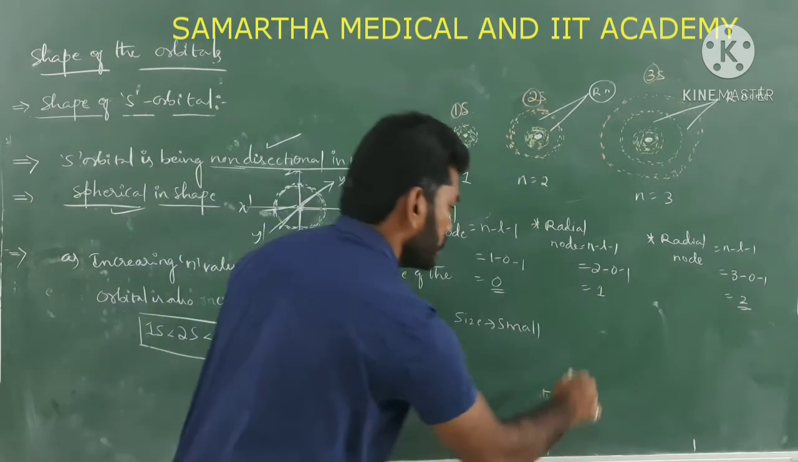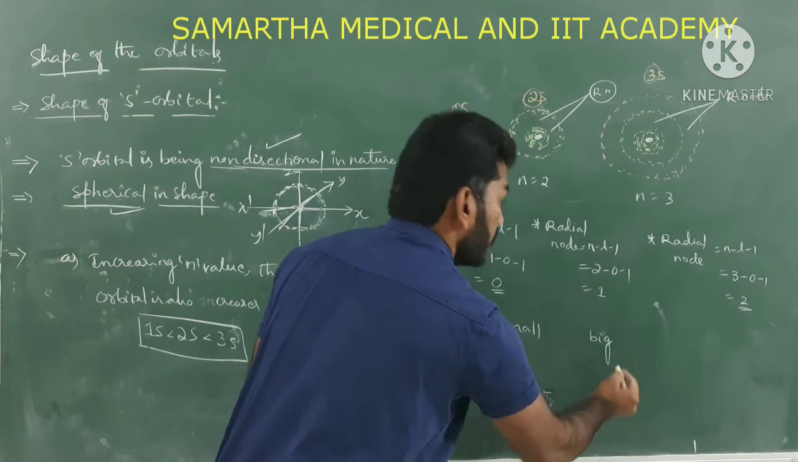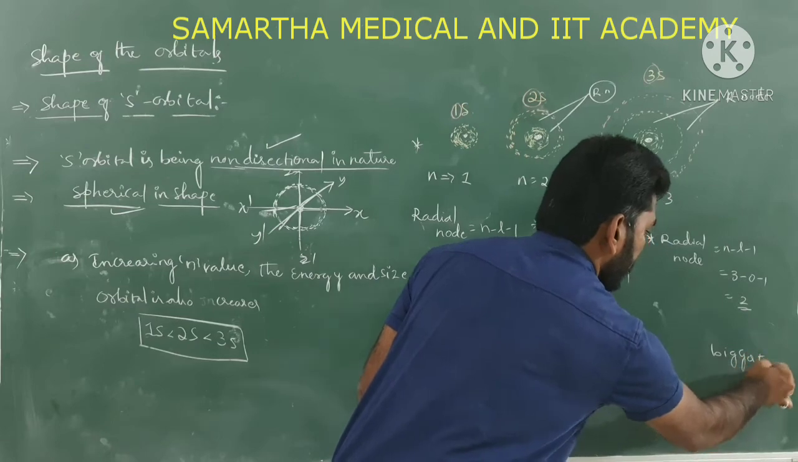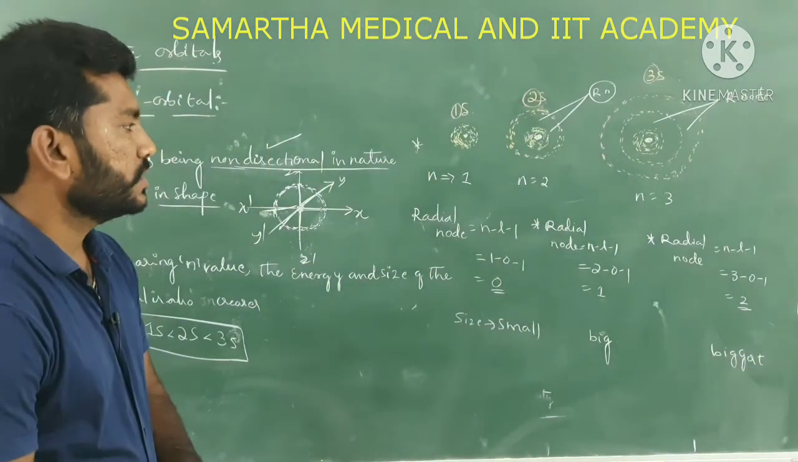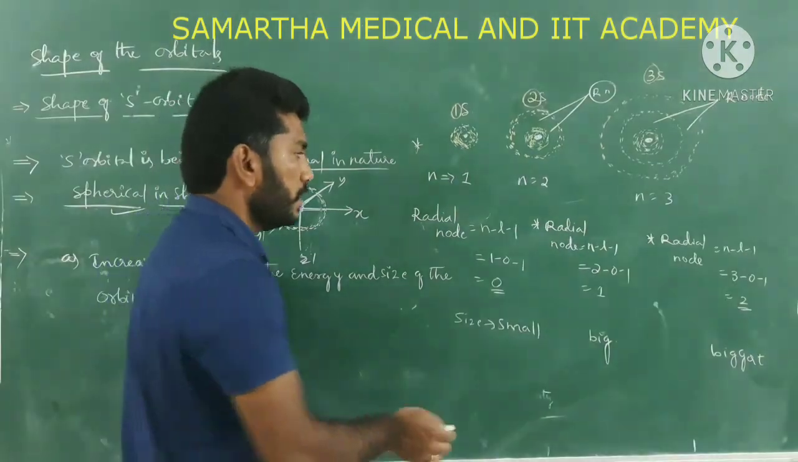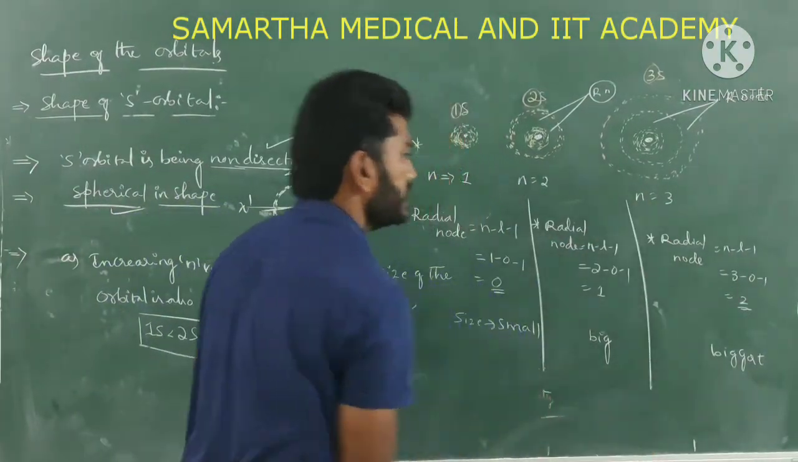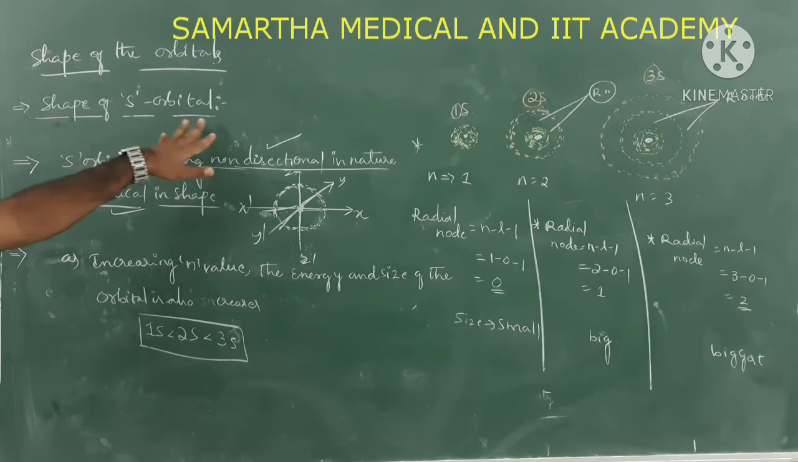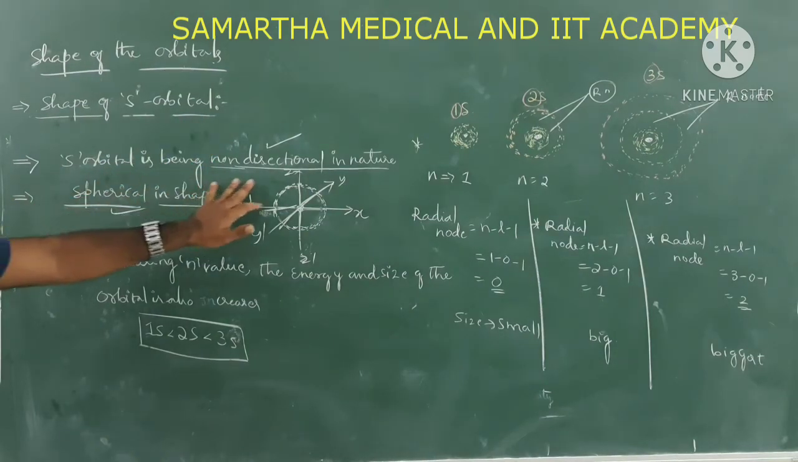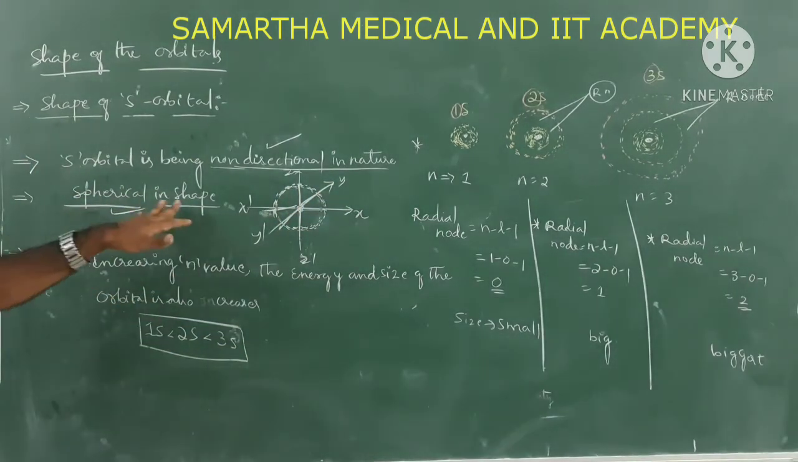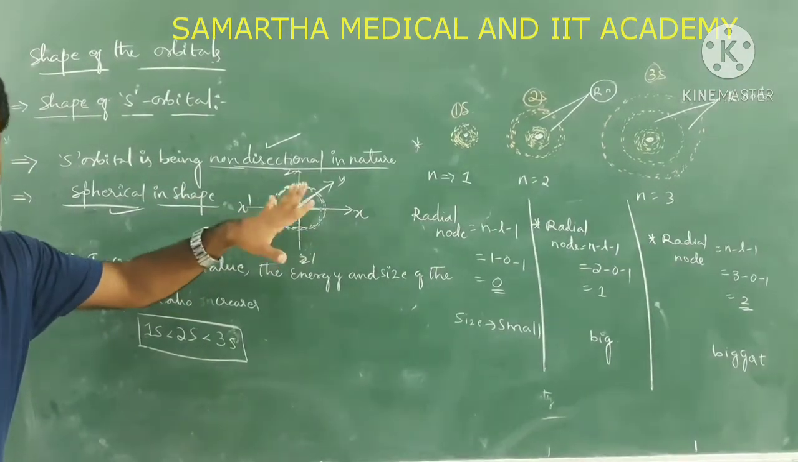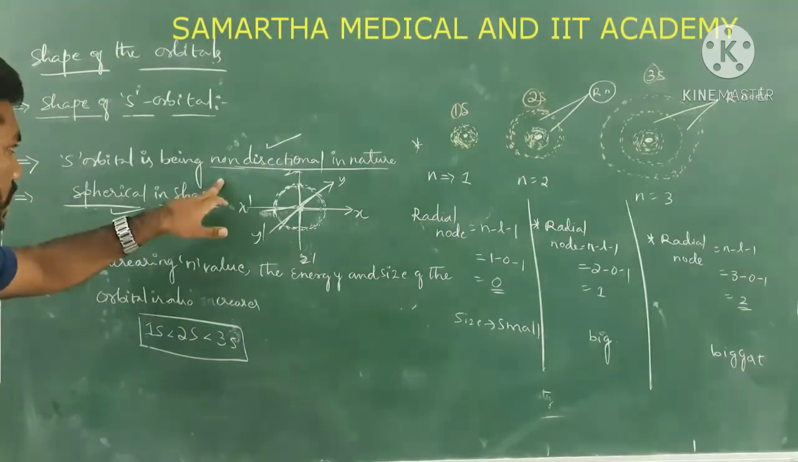In the case of 2s, which is big, and in the case of 3s, which is biggest, isn't it? So this is the stuff we are going to have to know in the case of s orbital. We have to actually know these particular concepts here. The shape of s orbital: s orbital is non-directional in nature, so it has a spherical shape. Non-directional means that the probability of finding the electron is the same from the nucleus.